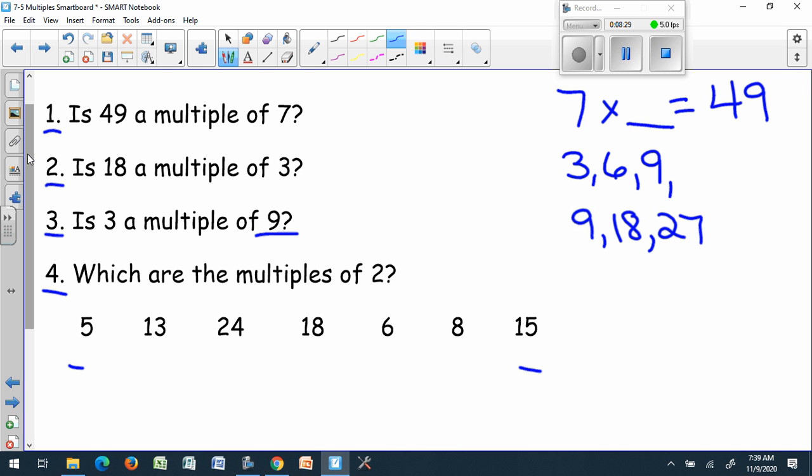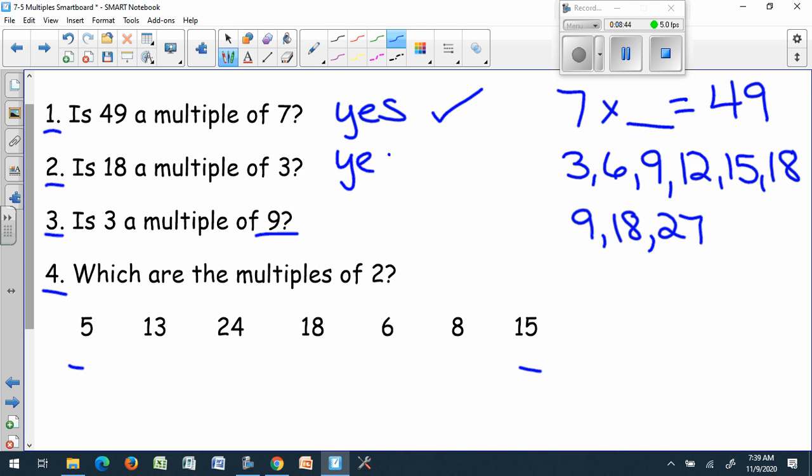Okay, for number 1, is 49 a multiple of 7? The answer is yes, it is. If you got that right, put a little check mark by it. Is 18 a multiple of 3? It is a multiple of 3, because if I keep counting, I know that 3 times 6 is 18. So you put yes, put a little check mark by that. Is 3 a multiple of 9? Well, the answer is no, because if I counted by 9s, I'm never going to say 3. And here's what's tricky: if I counted by 3s, I would say 9. So that means 9 is a multiple of 3, but 3 is not a multiple of 9. So if you got that right, put a little check mark.